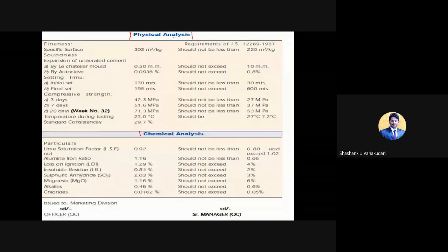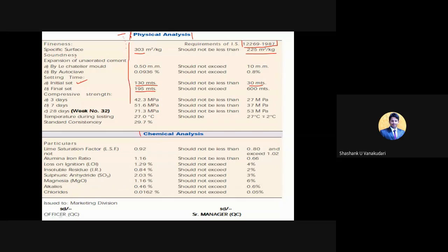In the physical analysis, you will come to know all the properties like fineness, soundness, initial setting time, final setting time, and compressive strength, everything. Here they have given the fineness as 303 square meters per kg, but it should not be less than 225 per kg. They have even given the Indian Standard code book here, 12269 1987. Initial setting time you can check: it is 130 minutes, but it should not be less than 30 minutes. Whereas for final setting time, they have got the results.